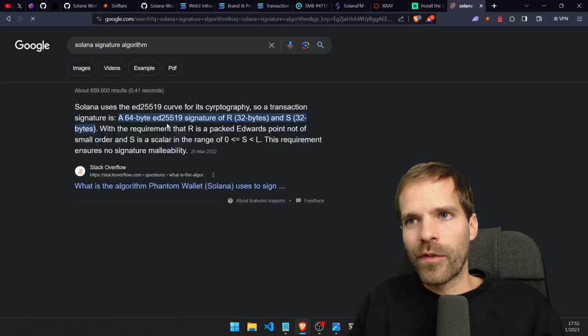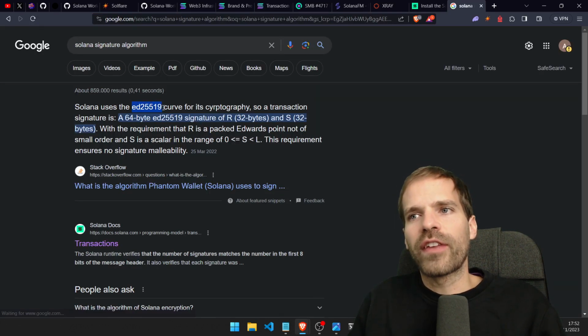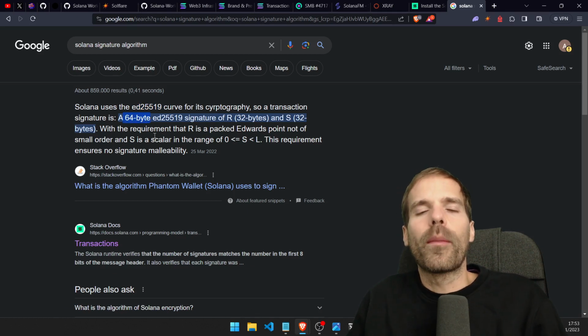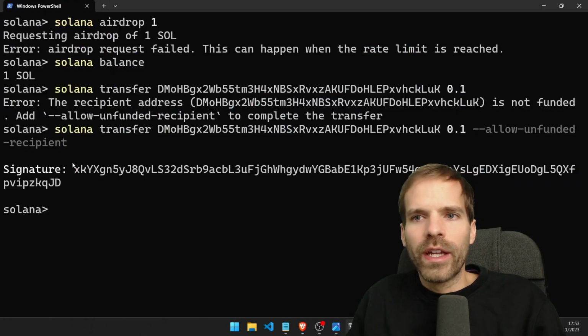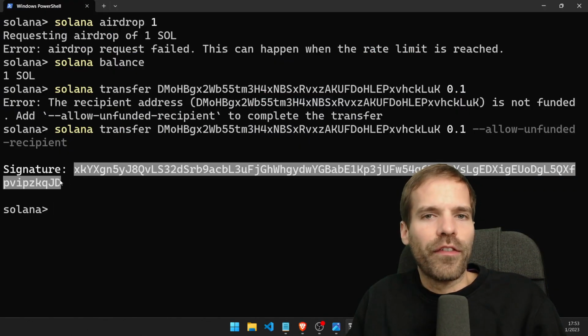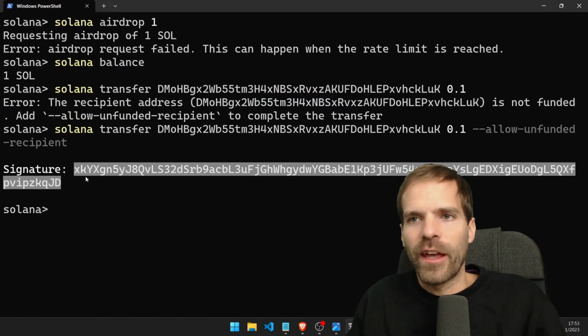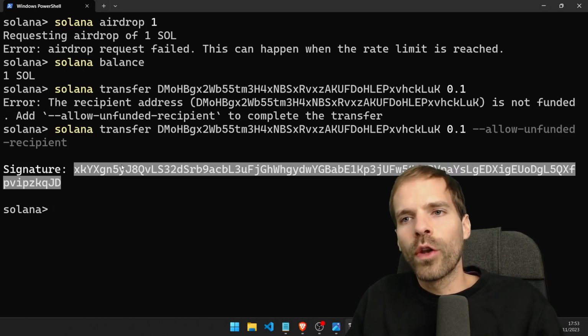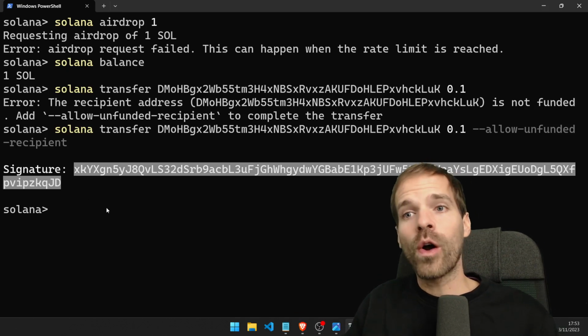I always forget the name of it, the ED25519. So it does this algorithm, and then we get this 64 byte signature, which is then encoded in base 58 and looks like this. That's a signature. So that's one way how we can sign for an account.